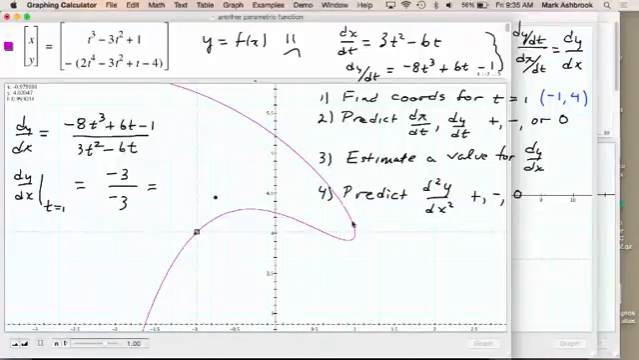Positive or negative? Positive 1. This close-up version kind of helps you see, so it's 1. So for a small change in x, the change in y is the same as the change in x. dy over dx is 1. What if we wanted to write the equation of the tangent line to that point? The equation of the tangent line at the point negative 1, 4.